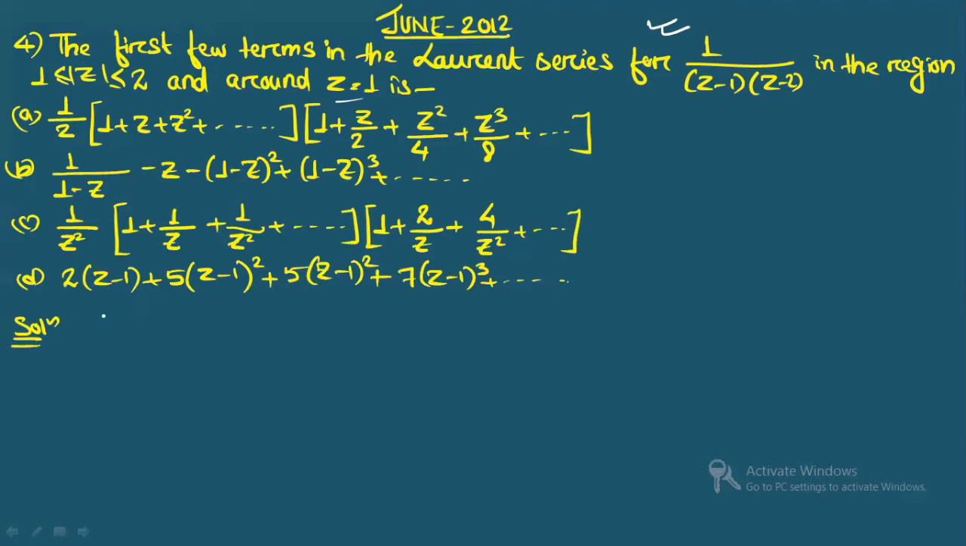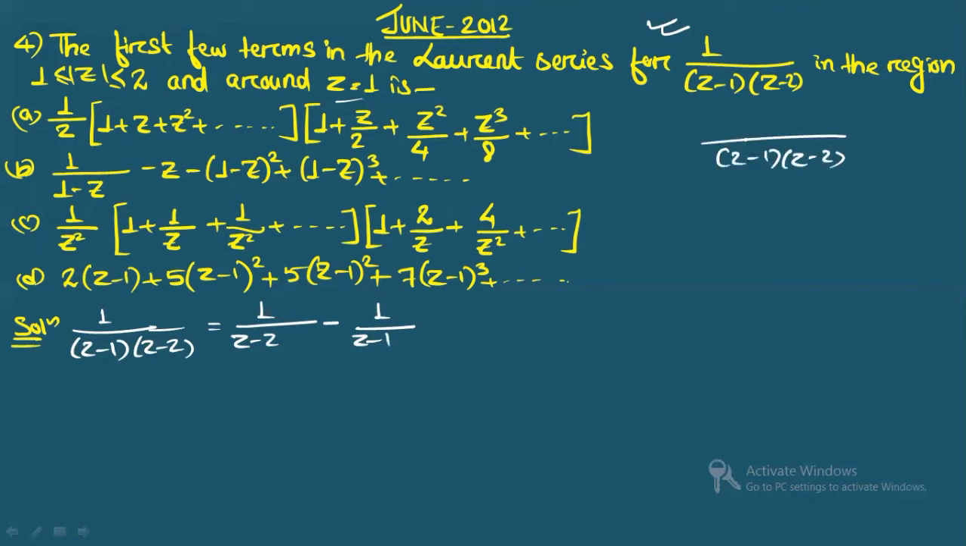So first of all, if you see the function, it is 1 by z minus 1 into z minus 2. You can further write it as 1 by z minus 2 minus 1 by z minus 1. You can see if you take the LCM, you will get the same function. Here you will get z minus 1 minus z plus 2. So this will give you ultimately 1 by the term in the denominator, right?